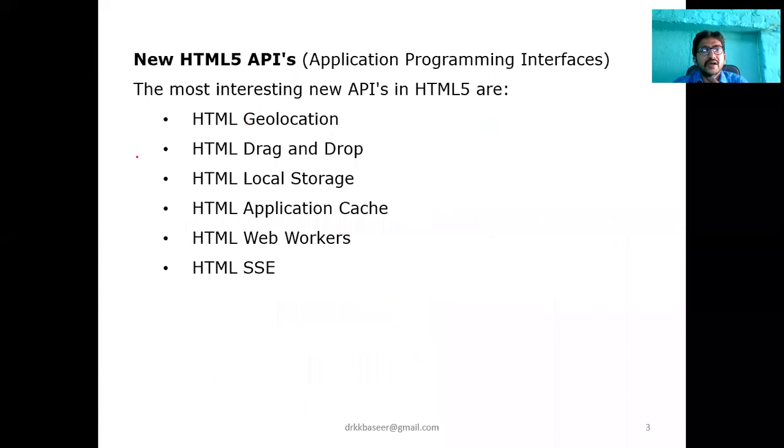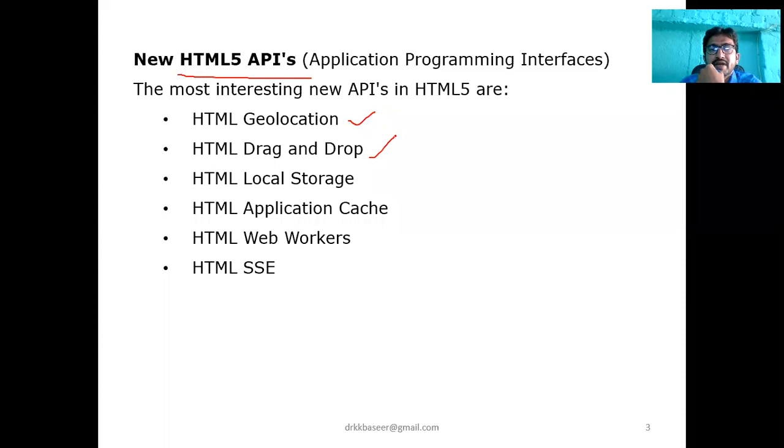Also in HTML5, new APIs, application programming interfaces, were added. One is HTML geolocation. With the help of latitude and longitude, you can directly locate where you currently are. If you run this program on your laptop, it gives the latitude and longitude of your current position, in which town, city, or village you are. It directly gives your area location.